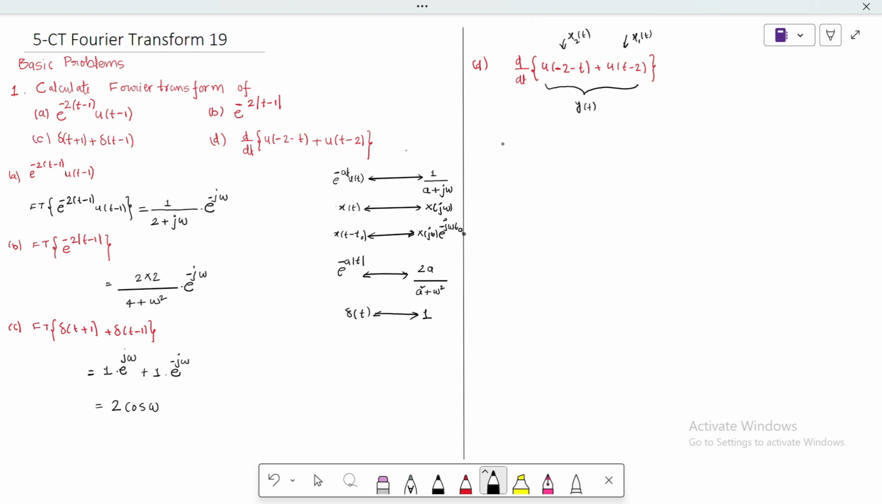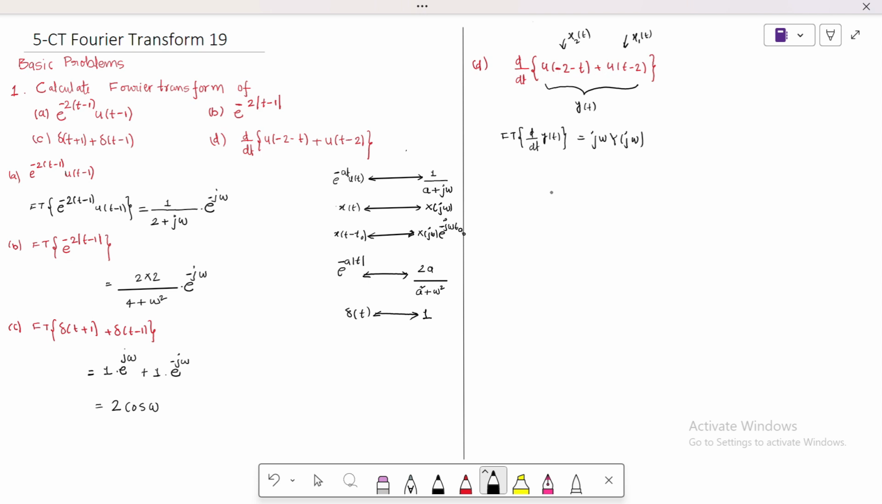Then we have to find the Fourier transform of d by dt of y of t. So this is a property. We know that the property is differentiation, so that equals j omega into Y of j omega. Then first of all, you should find the Y of j omega. Y of j omega is nothing but the Fourier transform of this one.